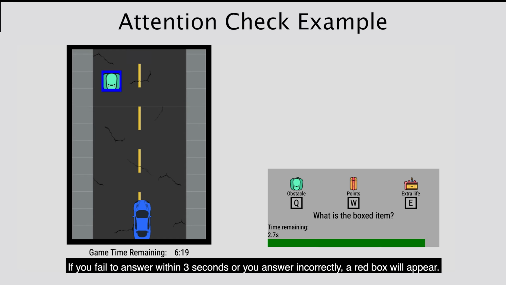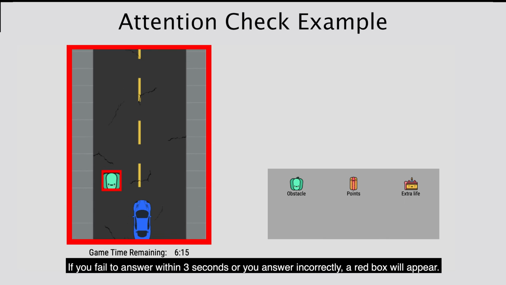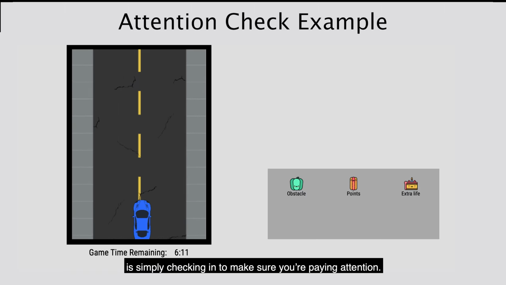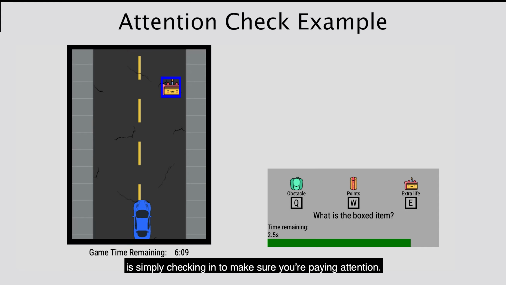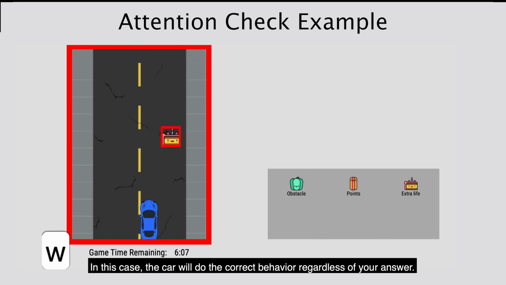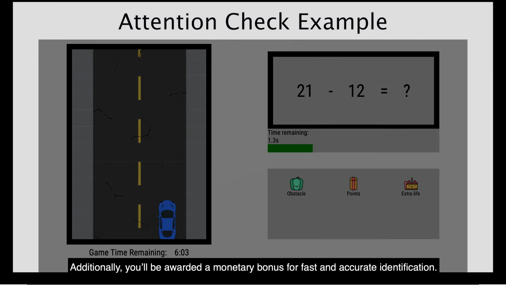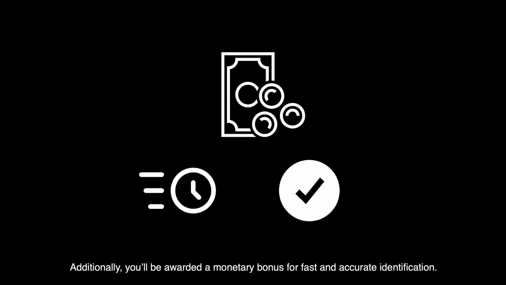If you fail to answer within 3 seconds, or you answer incorrectly, a red box will appear. Sometimes the car knows what the object is, and is simply checking in to make sure you're paying attention. In this case, the car will do the correct behavior regardless of your answer. Additionally, you'll be rewarded a monetary bonus for fast and accurate identification.